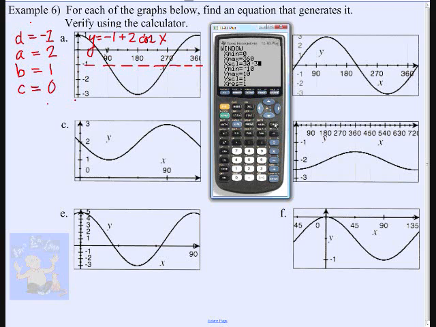An X scale of 30. A Y min of -3. A Y max of 1. Y scale of 0.5. Okay. Now we'll go to y equals, and we'll put in -1 plus 2 cosine x, and we'll graph it. Yes!